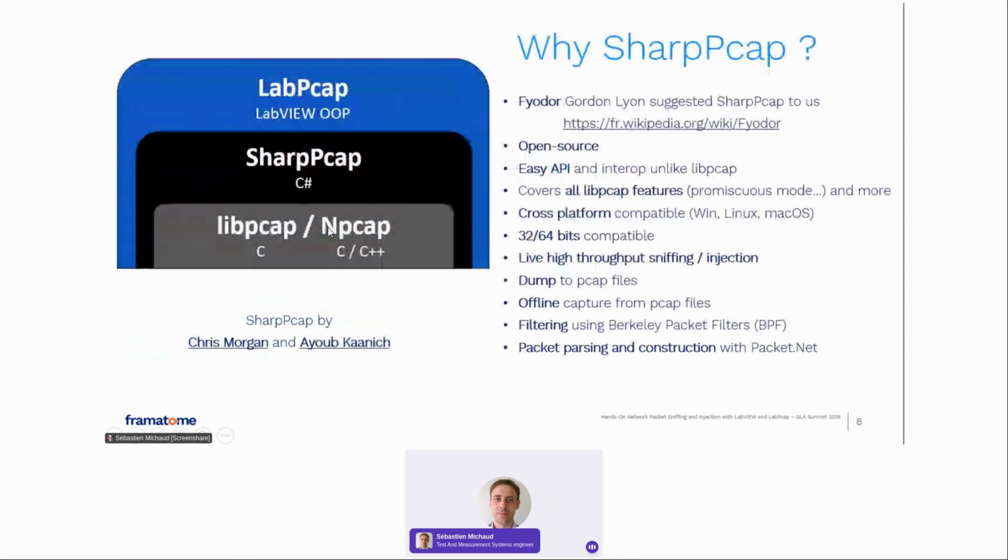SharpPcap and LabPcap. So basically, LabPcap is a wrapper of SharpPcap. And that's what you can see here. We have three layers. The first one is LibPcap and pcap, which is written in C and C++. And after that, we have SharpPcap, written in C#. And on top of that, we have LabPcap. So the question is, why SharpPcap?